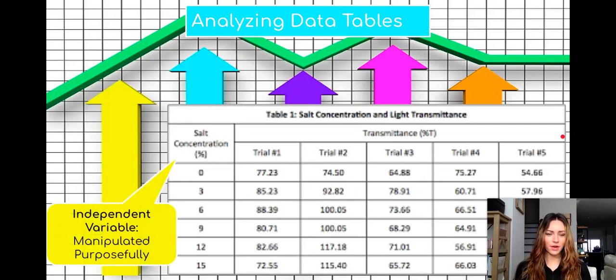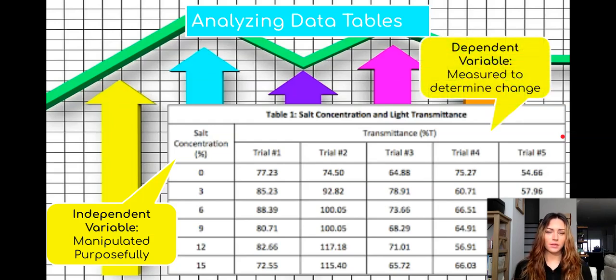So as a reminder from Unit 0, we know that in a data table, we have two variables. We have our independent variable, which is found on the left-hand side. Remember that your independent variable is the variable that is manipulated or changed on purpose in the experiment. The dependent variable, which is found on the right-hand side of the data table, is the variable that is measured at the end of the experimentation in order to determine the change that took place based on the manipulation of the independent variable.